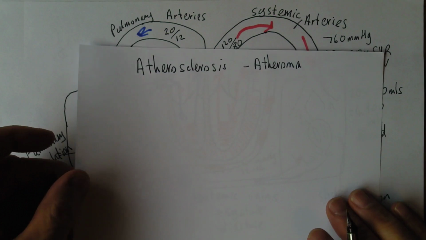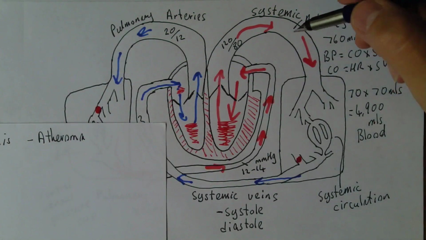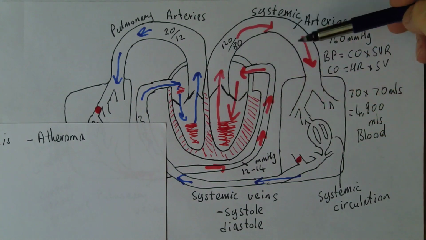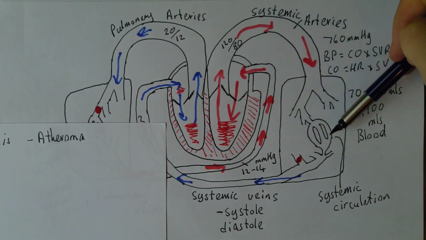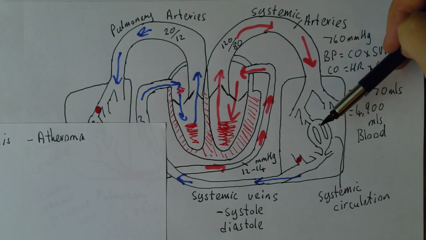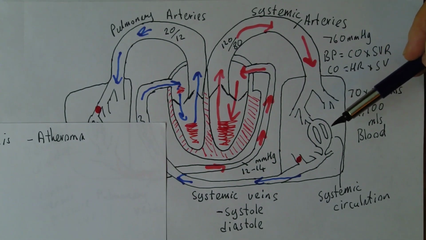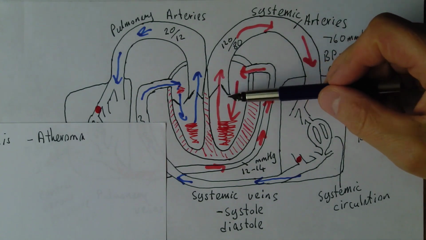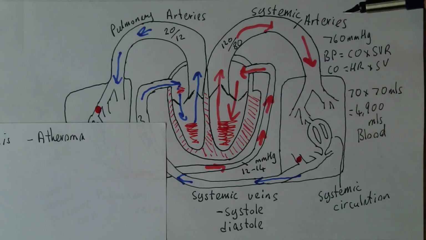Now we're considering the systemic arteries here. So these are the arteries going from the left ventricle to all tissues of the body. And atherosclerosis can affect a wide variety of these vessels. For example, it can affect the coronary vessels, the coronary arteries taking blood to the myocardium. It can affect the cerebral vessels taking blood to the brain.